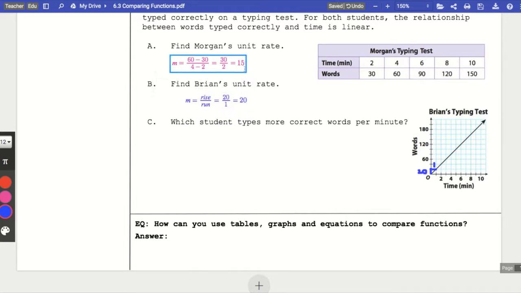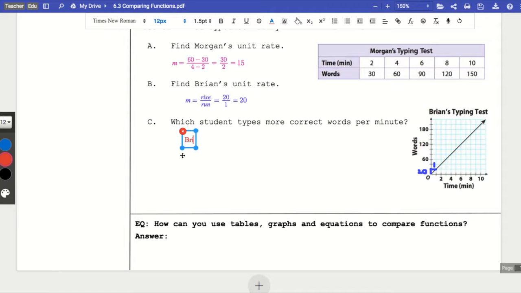As you can tell, Morgan's unit rate is 15 and Brian's unit rate is 20. Because Brian has the higher unit rate, that means Brian's going to type more words, right? Because 20 is bigger than 15. So again, this means that Brian types 20 words per minute and Morgan only types 15. So which student types more? Well, Morgan, because Morgan has the higher unit rate. Or sorry, Brian.